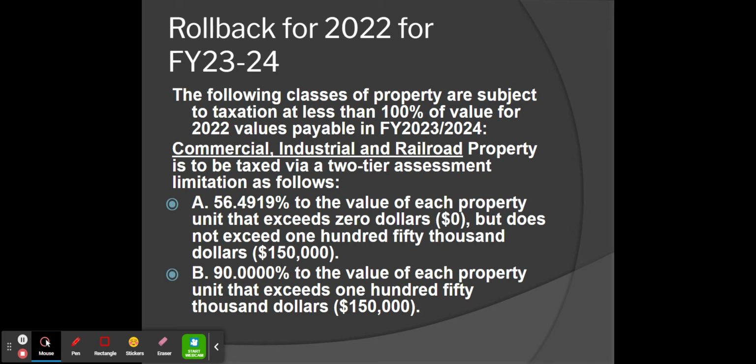And then everything over $150,000 is taxed at the 90% rollback that commercial, industrial, and railroad has been subject to over the last several years. So the first $150,000 gets the residential rollback essentially, and then everything over that amount receives the 90% rollback. So that is applicable again for commercial, industrial, and railroad, and is new for the 2022 assessment year.